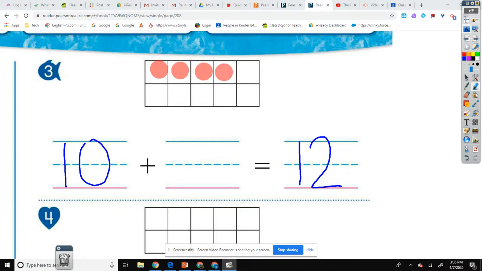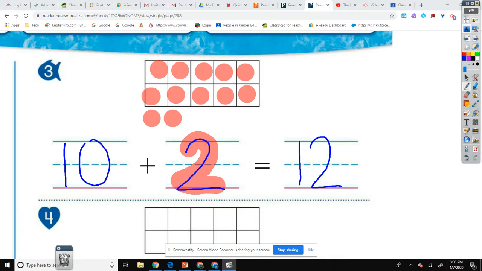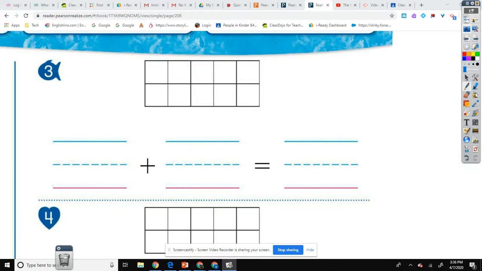1, 2, 3, 4, 5, 6, 7, 8, 9, 10. 10 plus how many ones outside the box to make 12? You got it. 1, 2. 10 plus 2 is equal to 12. All right. Okay, now we come to the last one.